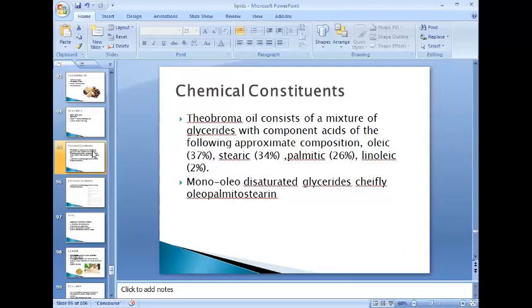So as far as the chemical constitution is concerned, it has a mixture of glycerides with component acids that include lauric, stearic, palmitic, and myristic acid. So we can see here it has a high proportion of saturated fatty acid as compared to unsaturated fatty acid. And the saturated fatty acid components are basically stearic acid and palmitic acid, and it has a component mono-oleo-disaturated glyceride, which is oleopalmitostearin.